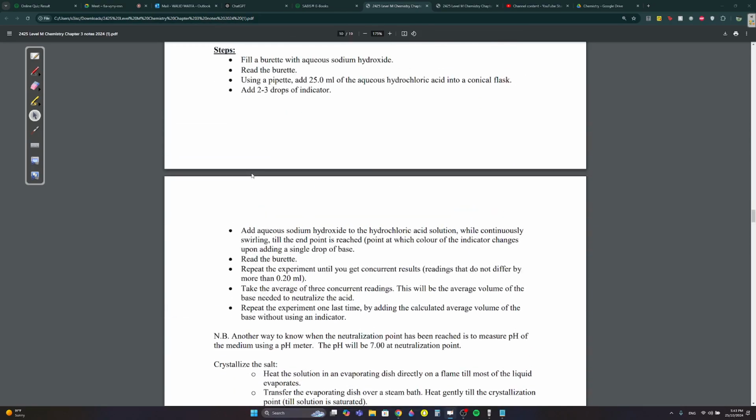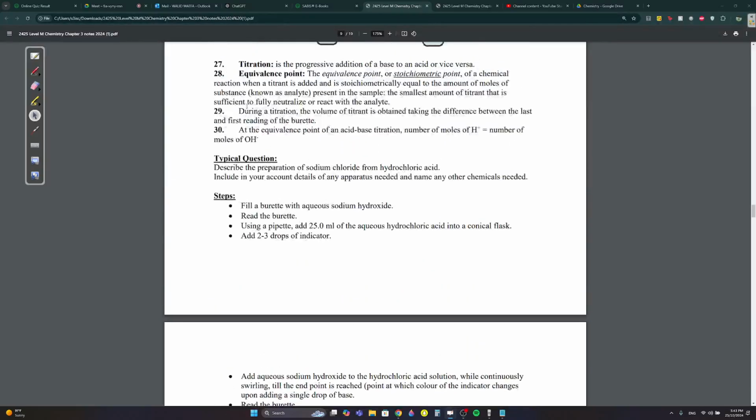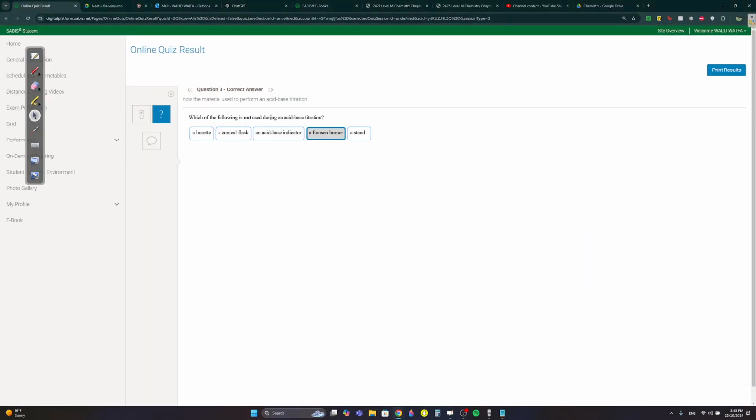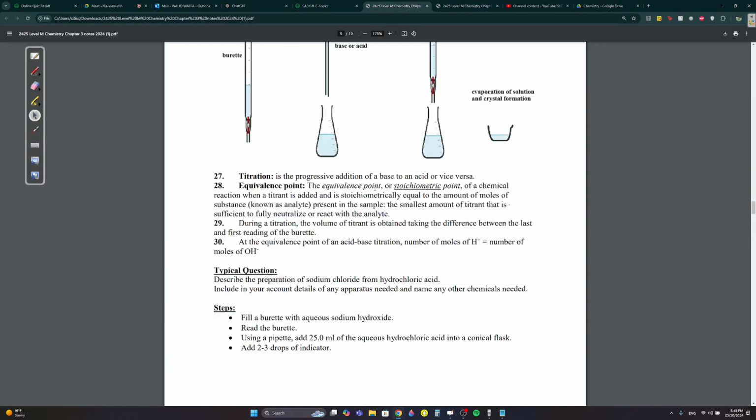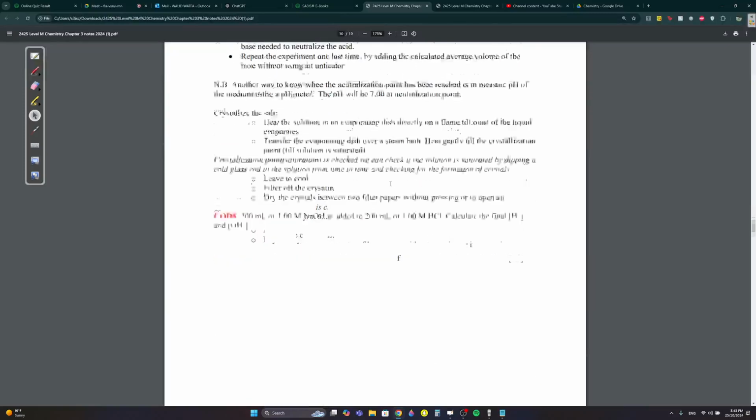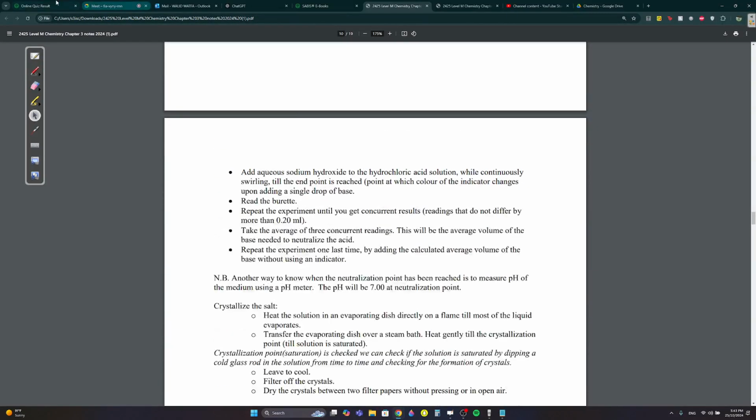Typical question, guys. You should know these notes. Which is not used? Obviously, we need an indicator. We need the conical flask or volumetric flask, some people call it volumetric. Burette and the stand. Obviously, do we need a Bunsen burner? No. But you may occasionally need a stand.